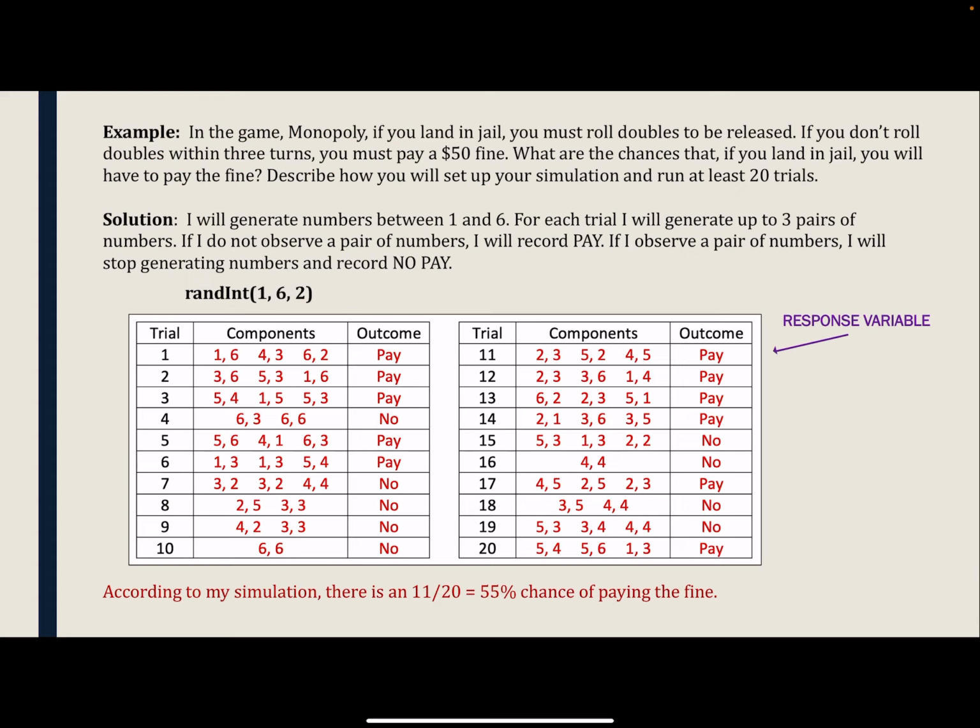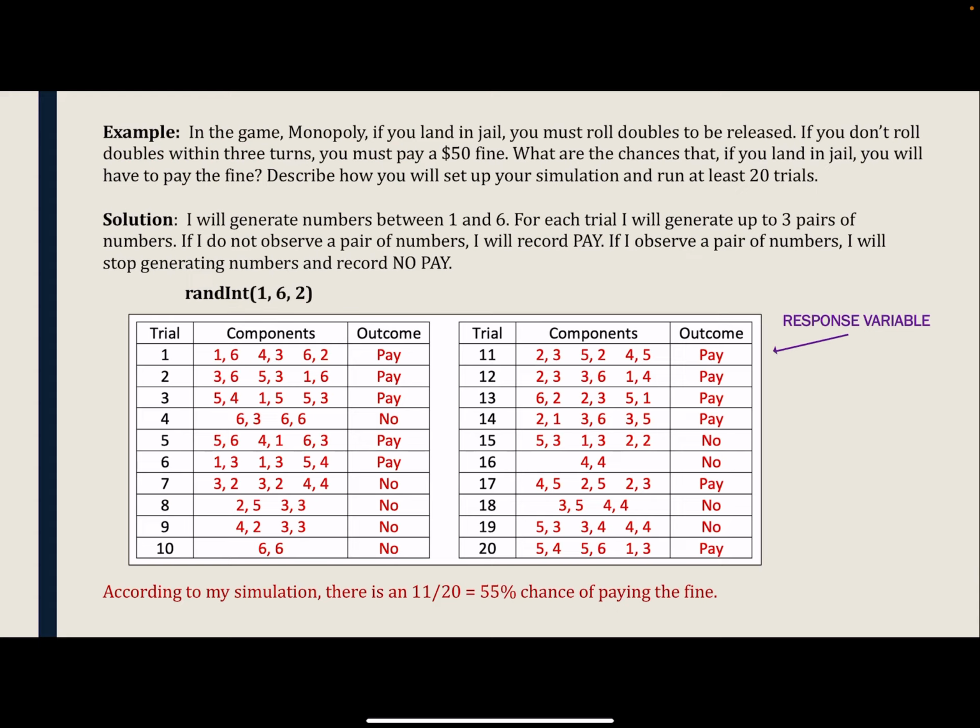Okay, so remember the first 2 steps are really describing our simulation, and you want to make sure that you do this really well. I'm going to talk about the range of the numbers that I'm going to generate, and then how many of those numbers I'm going to generate and what a trial will look like. So in this case, I'm simulating rolling dice. So I'm going to generate numbers between 1 and 6. I want to look at pairs to see if I've gotten a pair of the same number. So for each trial, I'm going to generate up to 3 pairs of numbers.